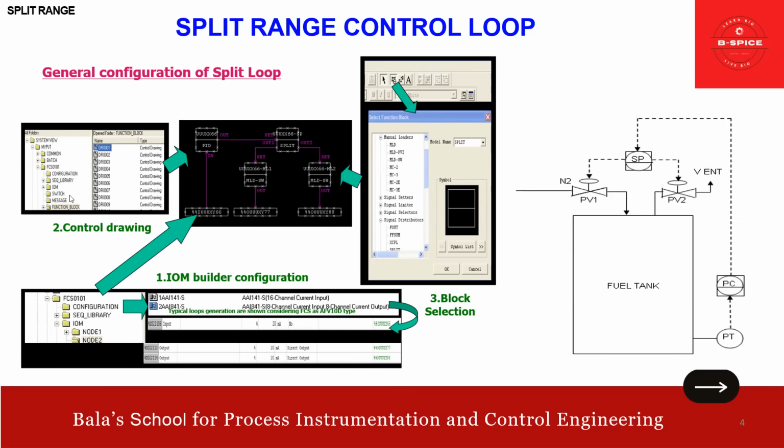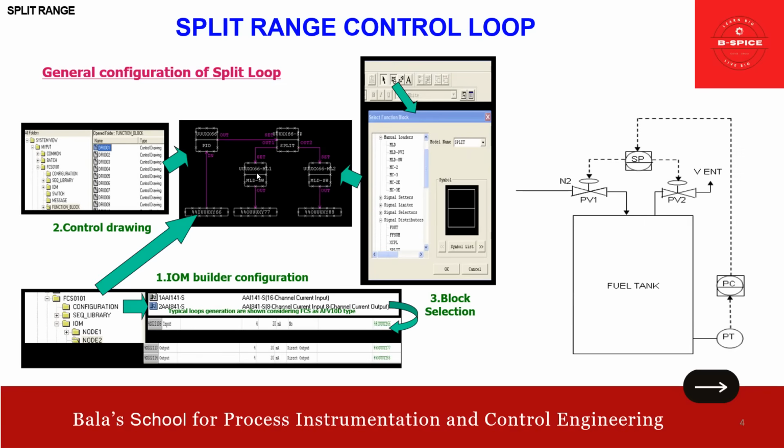Then after that, you have to go to the function block and go to the drawing builder. When you go to the drawing builder and click here, you will see all these: MLD block, PID block, and so on. You just have to drag and drop from this. I hope this is clear. You may have a doubt: what is this MLD and all?